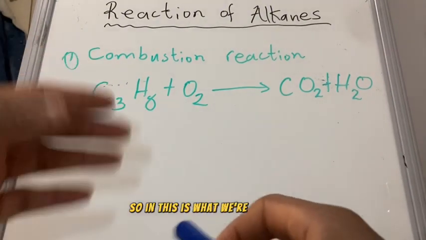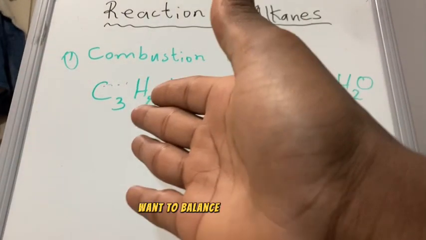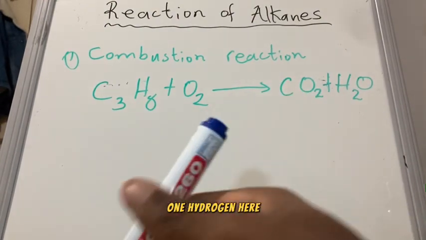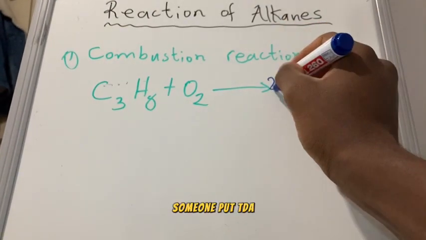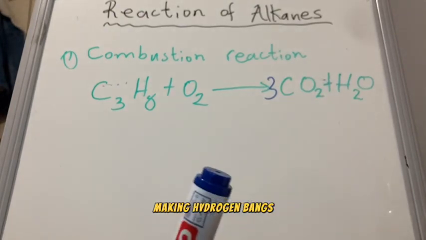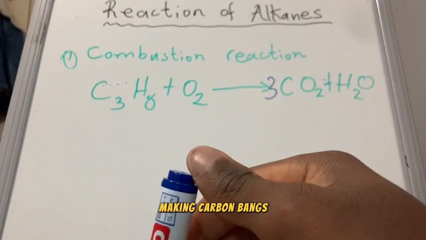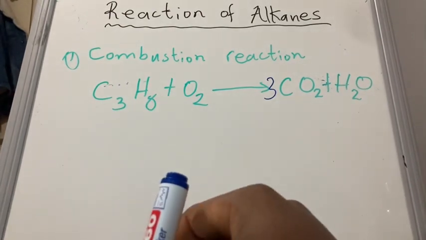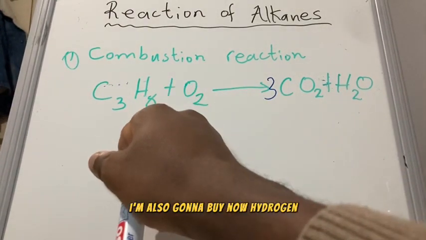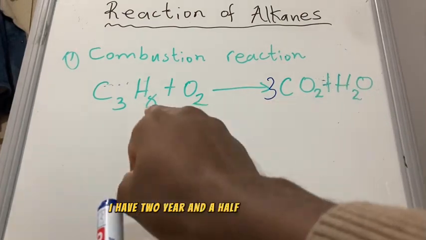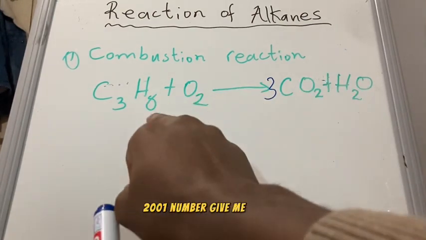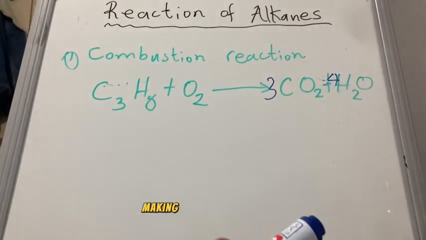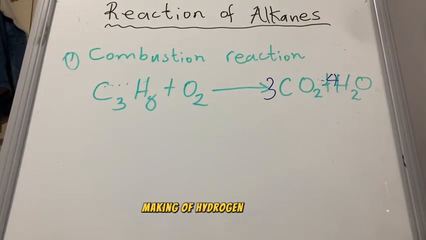In this case, we want to balance this reaction. We have 3 carbon and we have 1 carbon here. So I'm going to put 3 here, making carbon balanced. It means that we have 3 carbon here. I'm also going to balance hydrogen. I have 2 here and I have 8 hydrogen. What number times 2 gives me 8? It is 4. So I'm going to put 4 here, making hydrogen balanced.